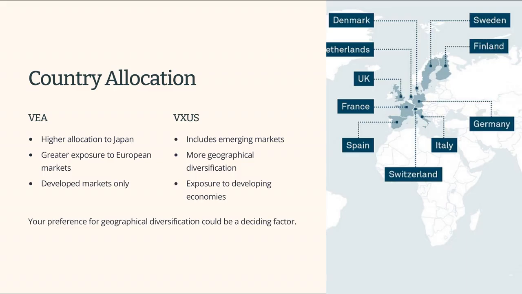The liquidity of both funds is high, with VEA having an average daily volume of over 7 million shares and VXUS having an average daily volume of over 2 million shares. This means that both funds are easy to buy and sell.